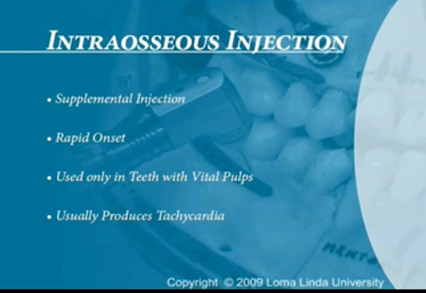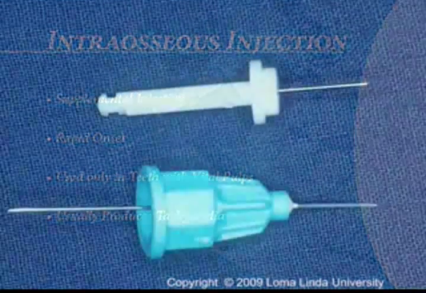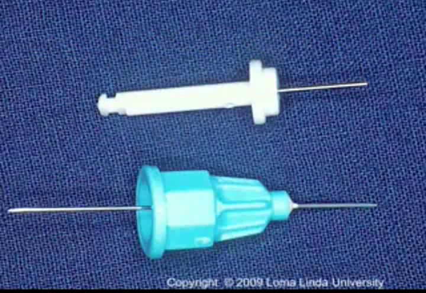The intraosseous injection is a supplemental injection with a rapid onset, and it is used when conventional injection gives inadequate pulpal anesthesia for teeth with vital pulps. This injection usually produces tachycardia, so the patient should be forewarned. There are commercially available devices from Stabident.